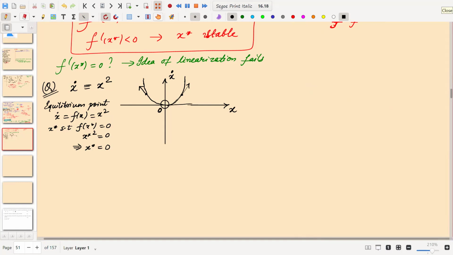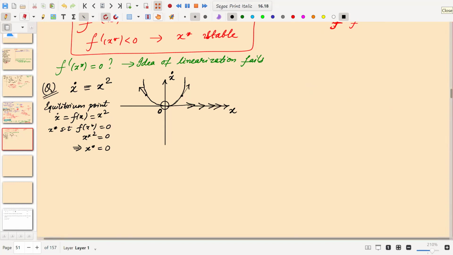Away, yes, because the derivative is increasing. F prime x is greater than 0. It should move away from the equilibrium point. That's what we saw, right? Derivative is positive means it will be unstable. Unstable. If it is unstable, it means it will go towards this side, right? Away from the equilibrium point too. I hope you are getting it. The logic is clear, right?